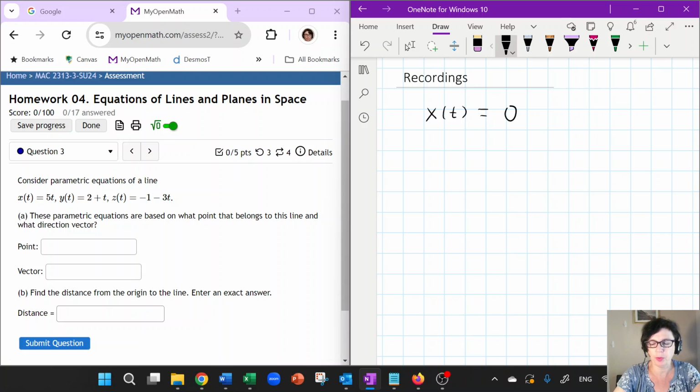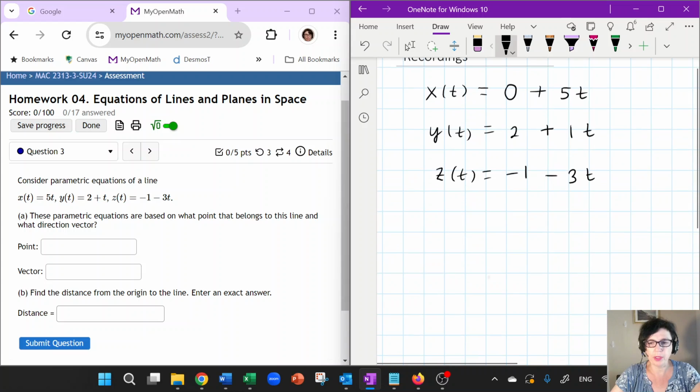So the first equation will be 0 plus 5t. The second equation is going to be 2 plus 1t, right? It's the same thing as t. And then the last equation is going to be -1 minus 3t.